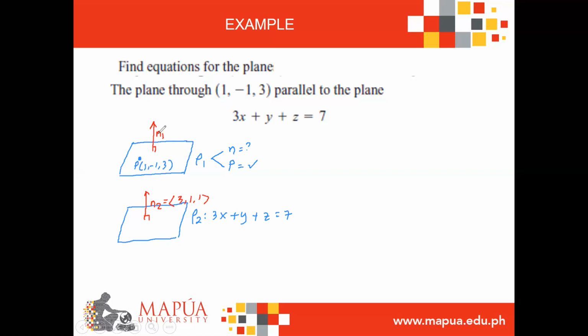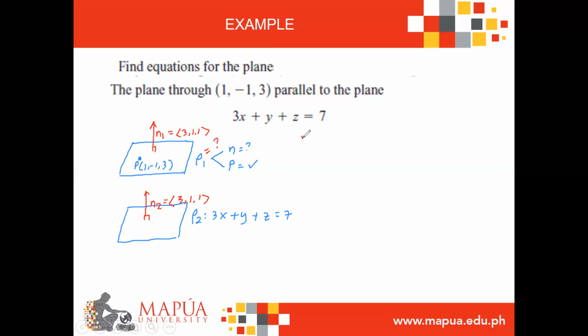And since we can see that these two normal vectors are parallel, we can say that normal vector 1 will also have the same components as your normal vector in plane 2. So we have also it as 3, 1, 1. So from here, we have already obtained the components of your normal vector 1, and we can now define its equation. Remember that this is the unknown plane.